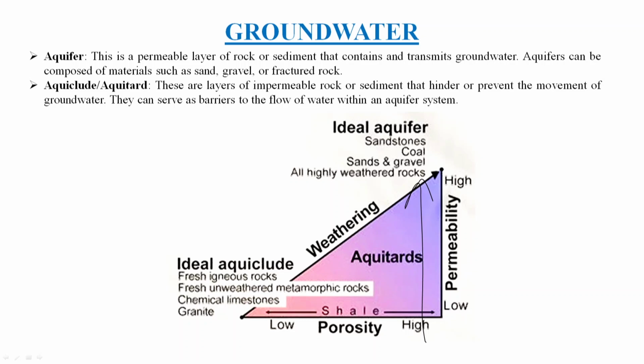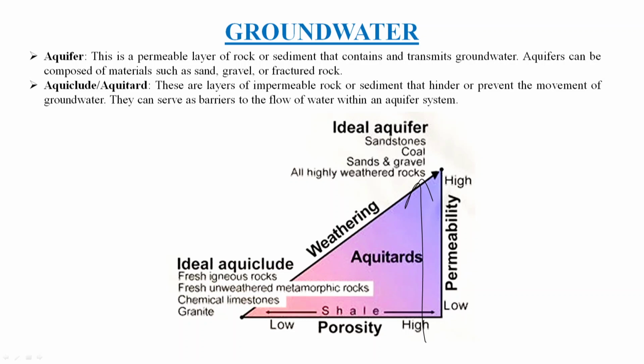So, in that case what will you get? You will get an ideal aquifer kind of situation. In the case of an ideal aquifer, I can think of examples like sandstone, a sedimentary rock, then coal, sands and gravels, and all highly weathered rocks, which we will come back to later on, which always have high permeability.